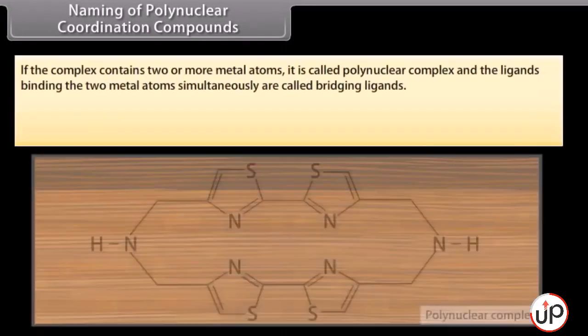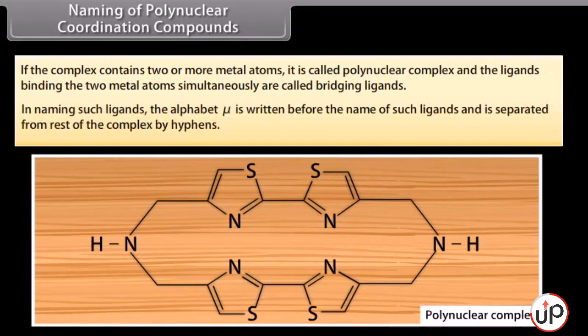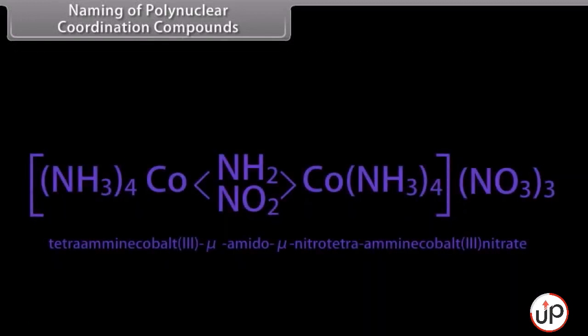Rule 6. The oxidation state of the central metal is indicated by Roman numeral in brackets. Naming of polynuclear coordination compounds. If the complex contains two or more metal atoms, it is called polynuclear complex, and the ligands binding the two metal atoms simultaneously are called bridging ligands. In naming such ligands, the Greek letter mu is written before the name of such ligands and is separated from the rest of the complex by hyphens. For example, this coordination compound is named as tetraamminecobalt(III)-mu-amido-mu-nitro-tetraamminecobalt(III) nitrate.